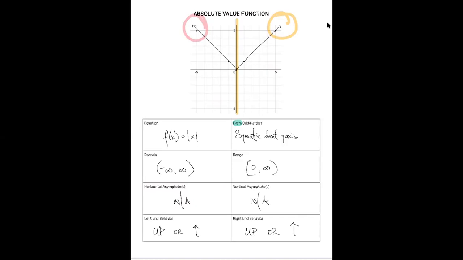Okay. So it is kind of like the squaring function and the identity function had a baby, right? It's got straight lines like the identity function, but it has a lot of the same features as the squaring function. It's even, it has a range from 0 to infinity, and the end behavior is the same as a squaring function, okay?